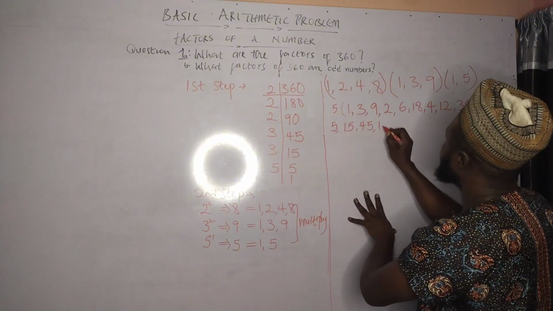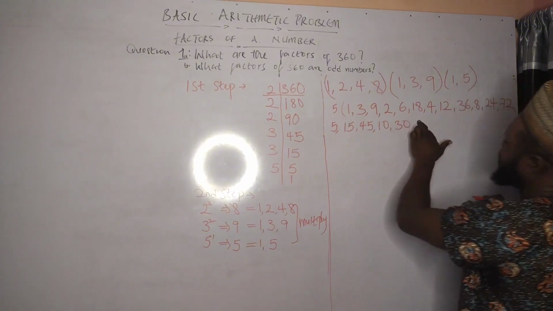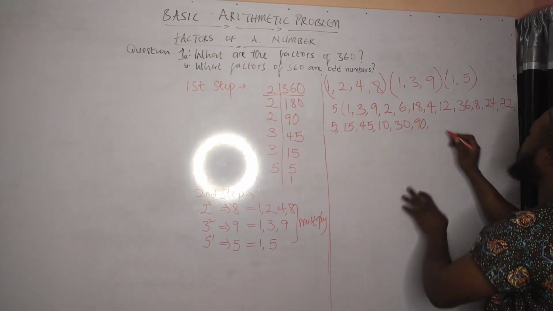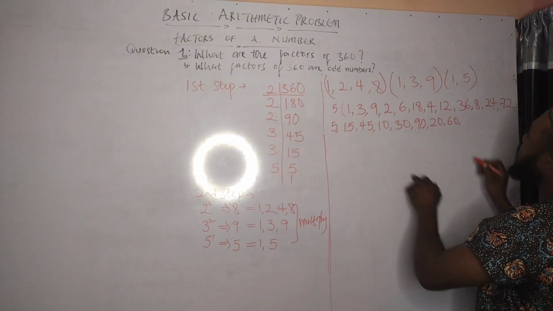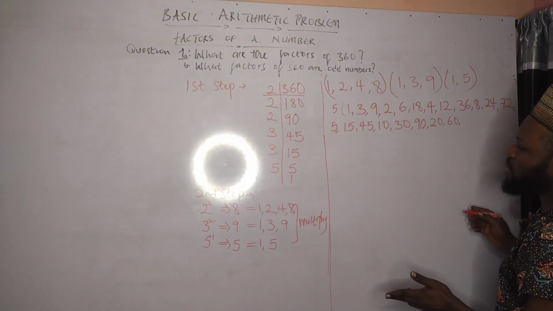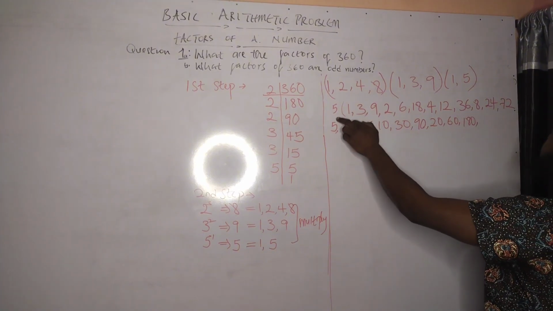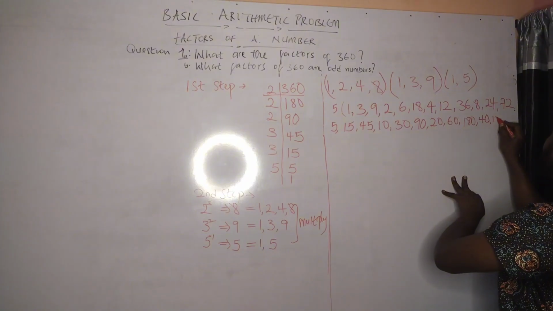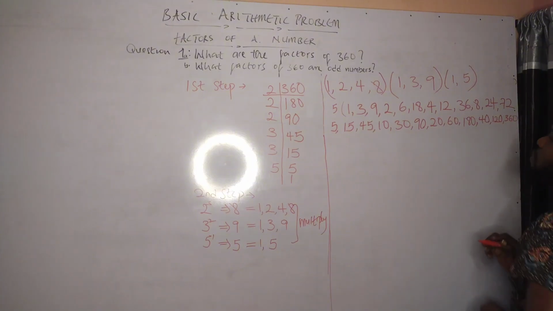5 times 2, 10. 5 times 6, 30. 5 times 18, is that not 90? That should be 90. 5 times 4, 20. 5 times 12, 60. 5 times 36, that should be 180. 5 times 8 is 40. 5 times 24 is 120. While 5 times 72 is 360.